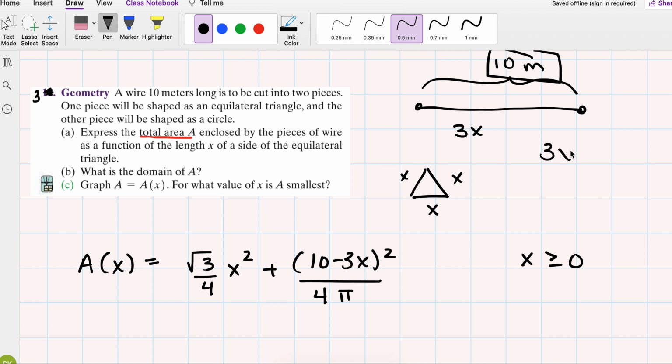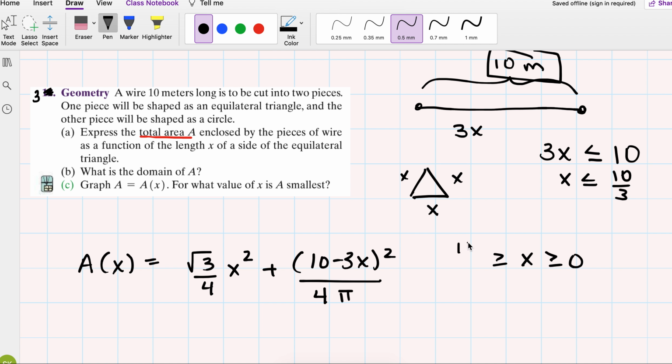so 3x has to be less than or equal to 10. In other words, x has to be less than or equal to 10 over 3. Because if each one of these was 10 over 3, then you would have an equilateral triangle, and the whole perimeter would be 10, and there would be no circle here. So definitely x has to be less than or equal to 10 over 3.